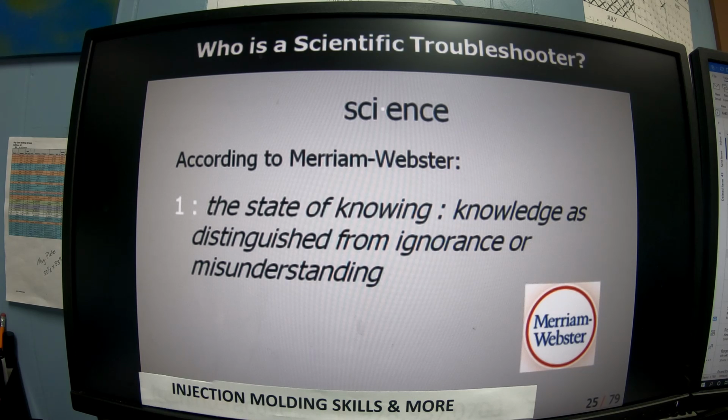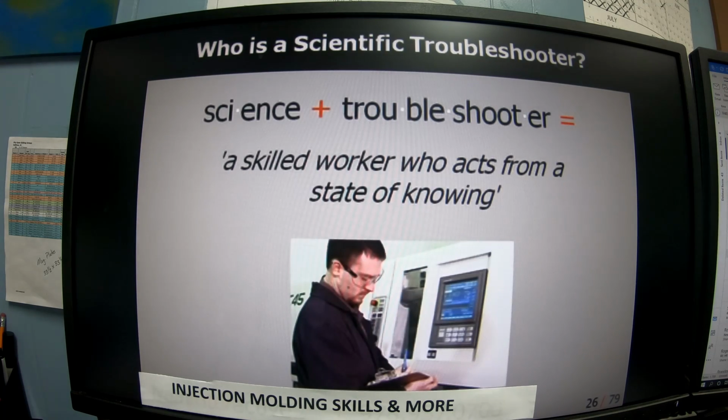Now let's define science. According to Merriam-Webster Dictionary, this is the state of knowing, knowledge as distinguished from ignorance or misunderstanding. So what is a scientific troubleshooter? Scientific troubleshooter combines both science and troubleshooter and results in a skilled worker who acts from a state of knowing.